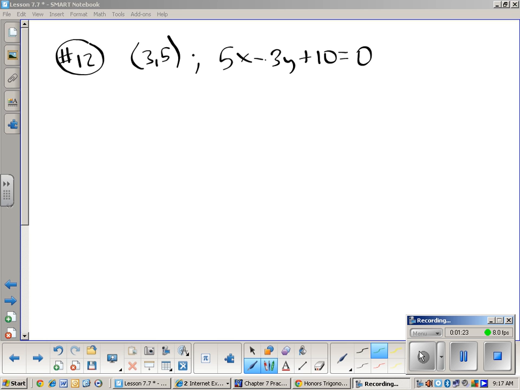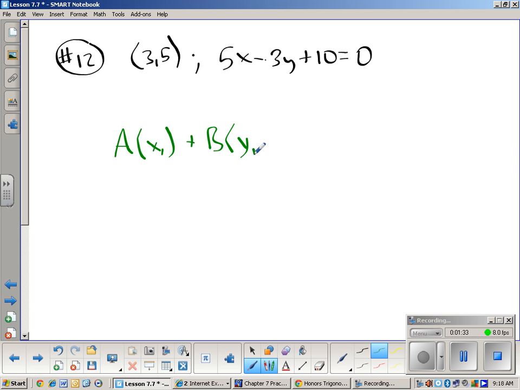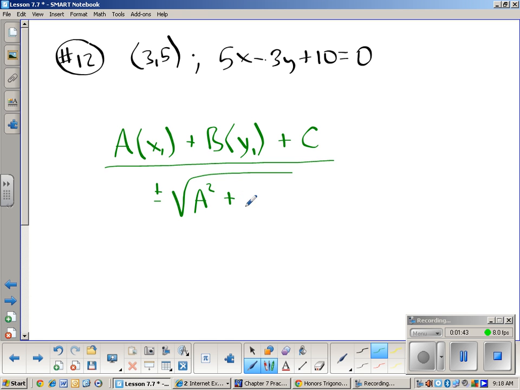The formula we use said A times x1 plus b times y1 plus c over plus or minus the square root of a squared plus b squared, wasn't it?